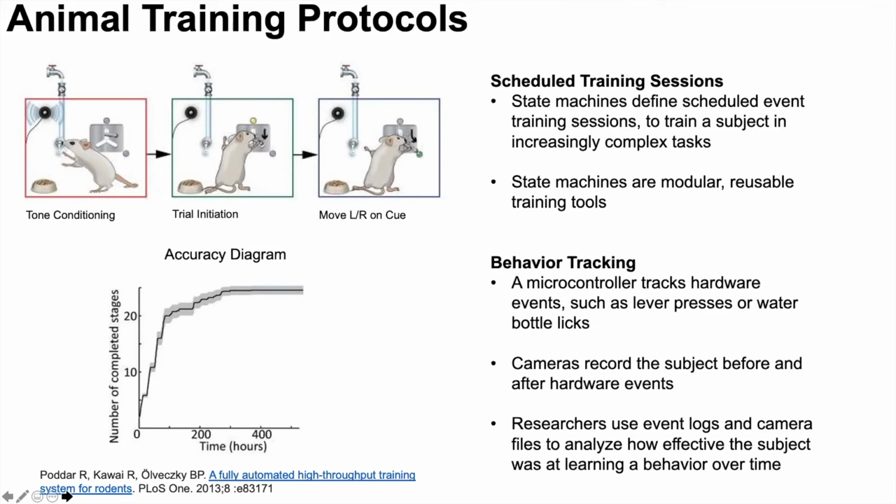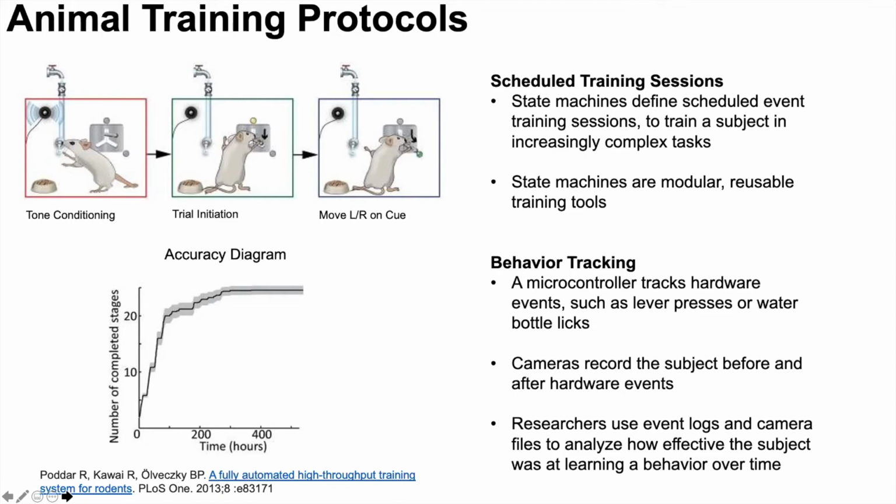And on the bottom of the slide, I talk about how researchers are able to analyze whether this training system has been effective. There are two main sources of information for them to look at. One is the microcontroller logs, the Teensy logs of the analog and digital input and output: whether the lever was pressed in a certain period of time, whether the bottle was licked in a certain period of time. And then they also have the camera files.